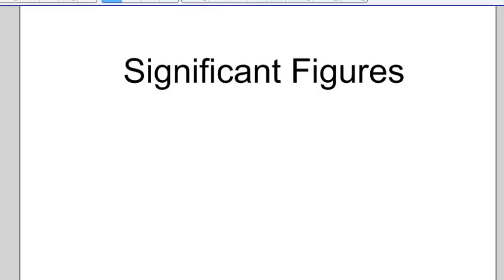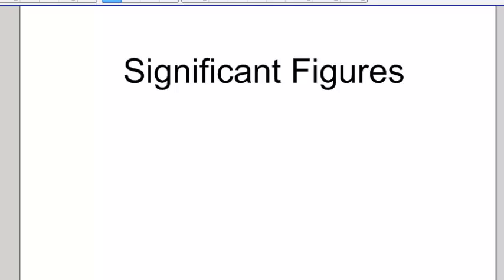Today we're going to talk about significant figures. Now, significant figures are very important. The reason they're important in science is because all the numbers in science, for the most part, come from measurements. And significant figures means the numbers that you can rely on based on your measurements.